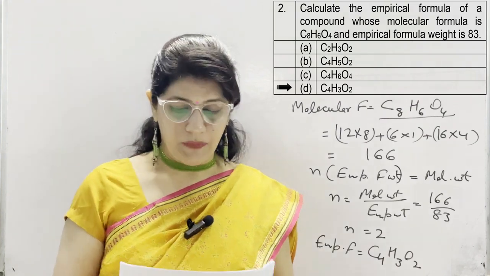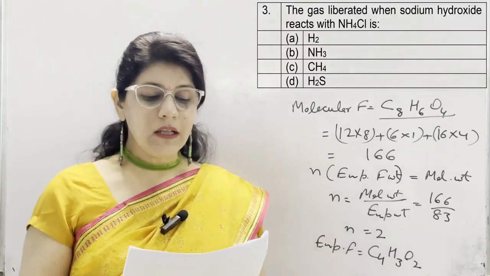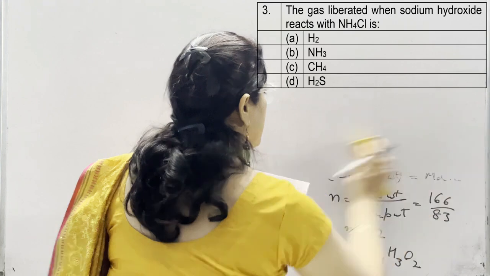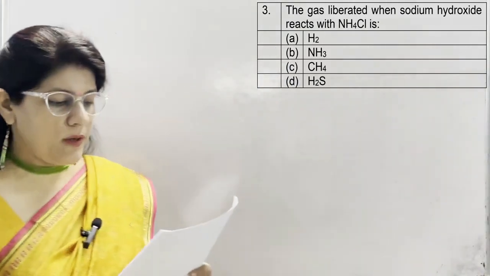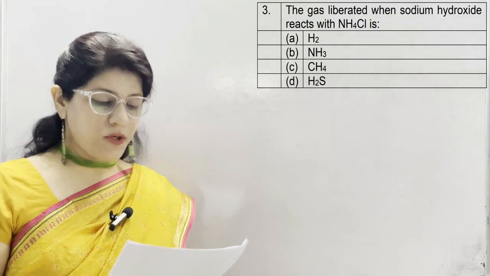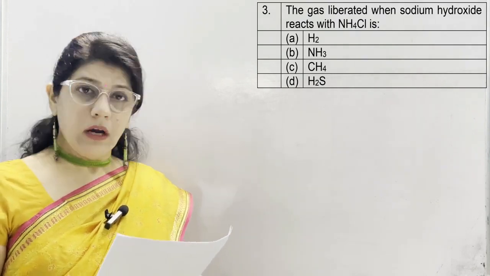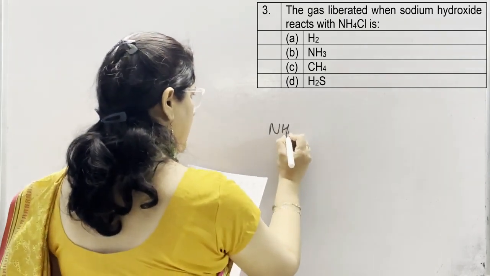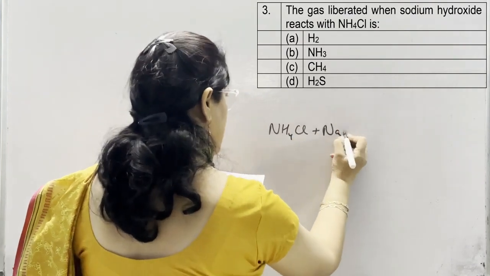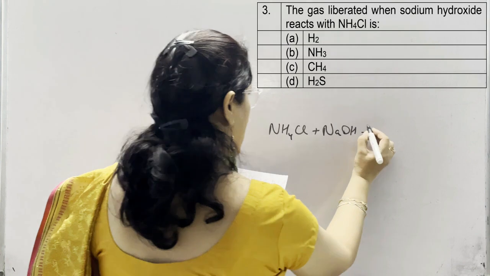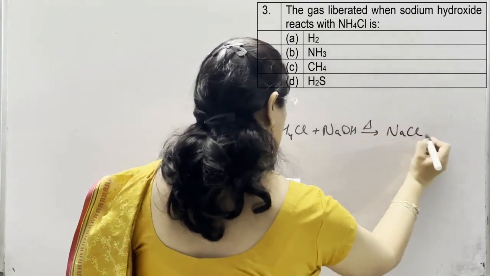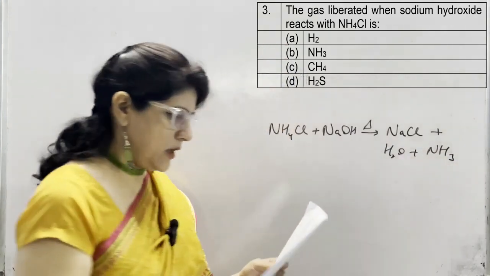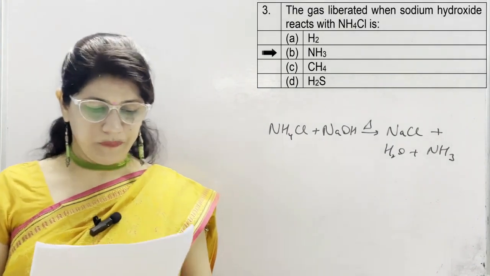Other options are incorrect. In question number 3, the gas liberated when sodium hydroxide reacts with NH4Cl, ammonium chloride. The options given are A hydrogen, B ammonia, C methane and D H2S. The reaction we know: NH4Cl, ammonium chloride, with NaOH on heating gives NaCl plus water and then ammonia. So in the given options B is correct, which is ammonia.